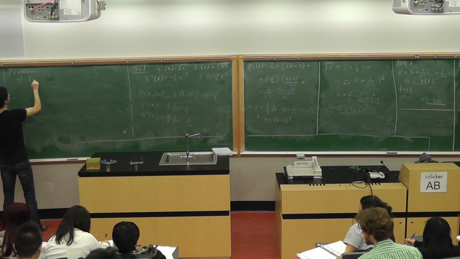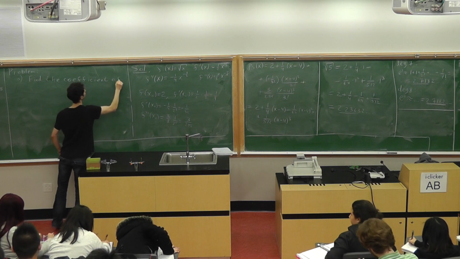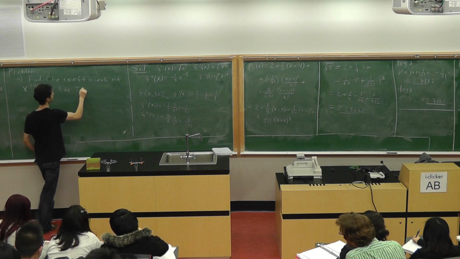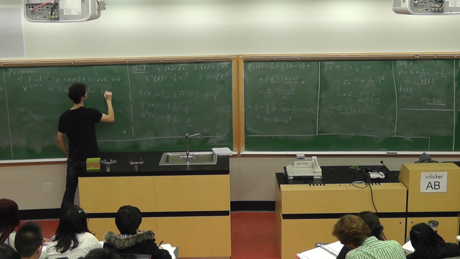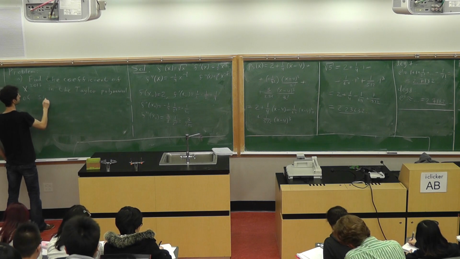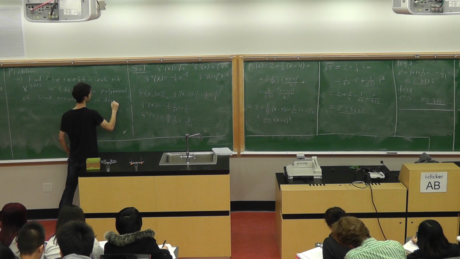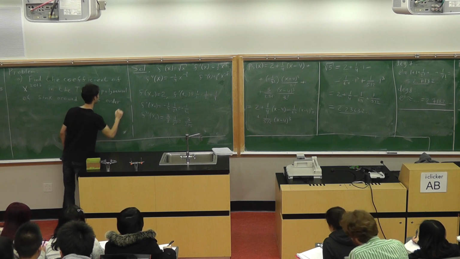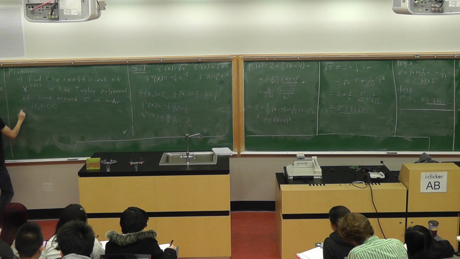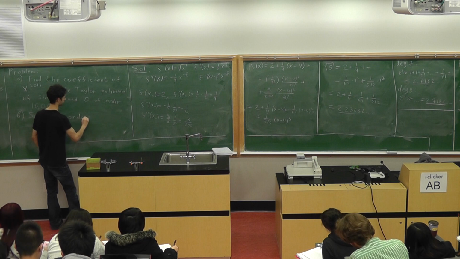First part, find the coefficient of x to the power 2013 in the Taylor polynomial of sine of x around 0 of degree of order 2013, and part B, same for order 100.